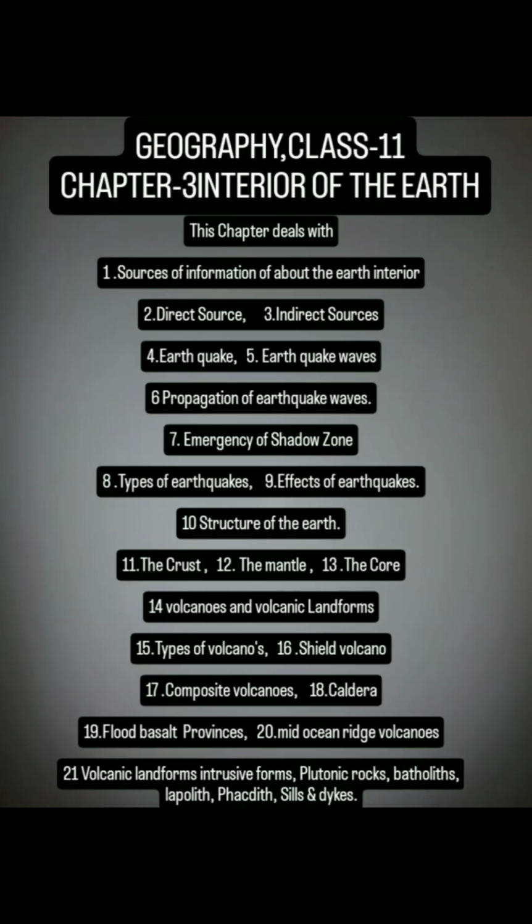4. Earthquake. 5. Earthquake waves. 6. Propagation of earthquake waves. 7. Emergence of shadow zone. 8. Types of earthquakes. 9. Effects of earthquakes. 10. Structure of the Earth. 11. The crust. 12. The mantle. 13. The core.